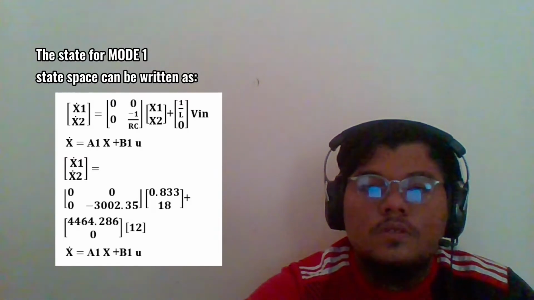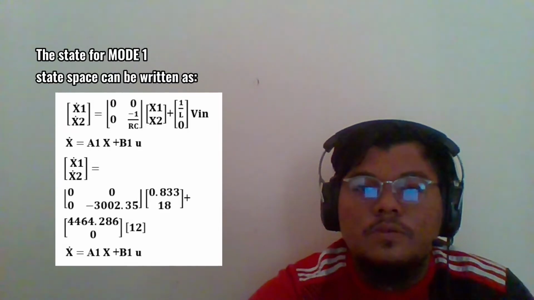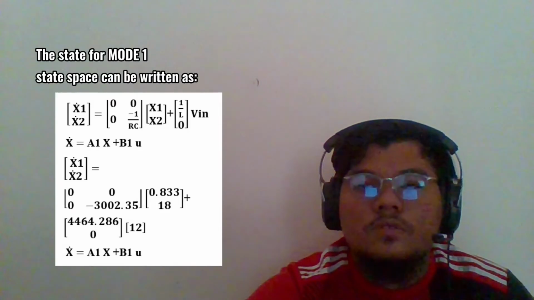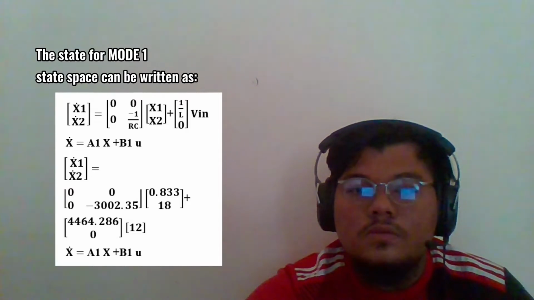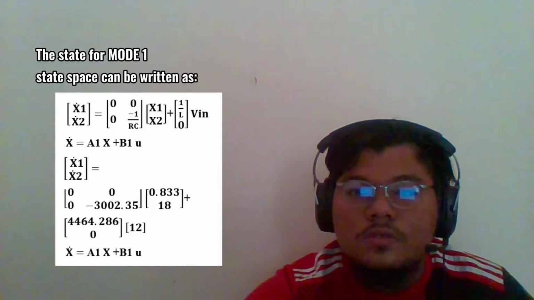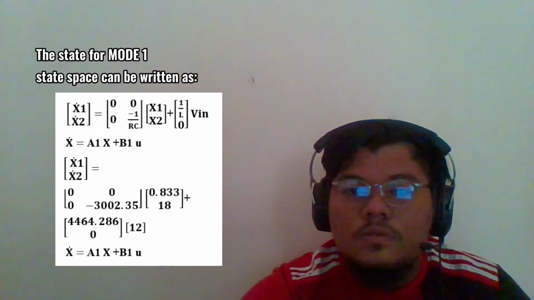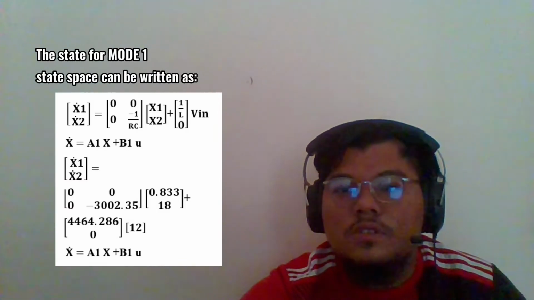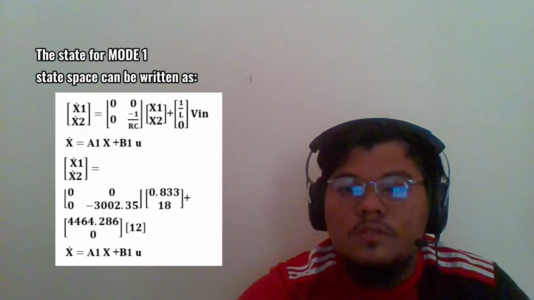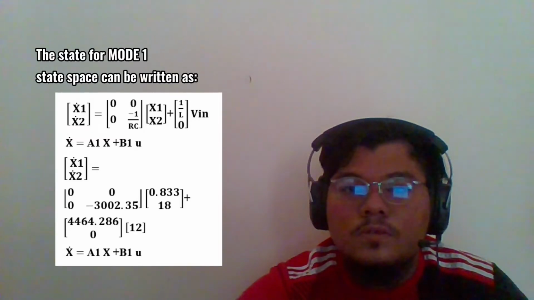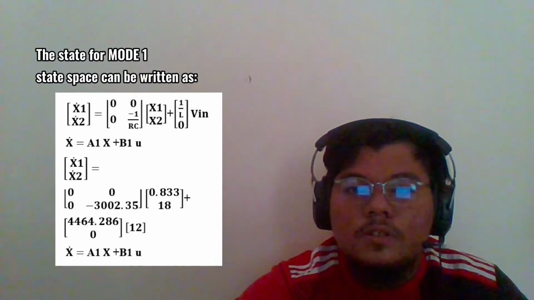x dot equal to A1 x plus B1 u. [x1 dot, x2 dot] equal to [0, 0; 0, negative 3002.35] times [0.833, 18] plus [4464.286, 0] times 12. Next is the mode 2 state space model.